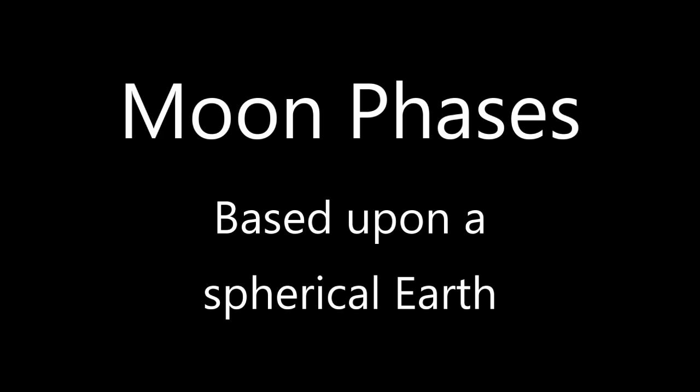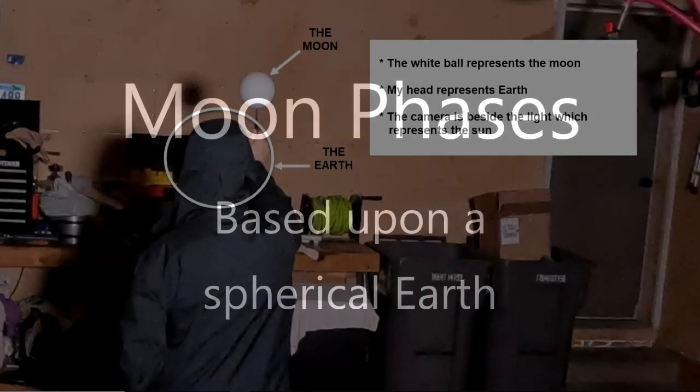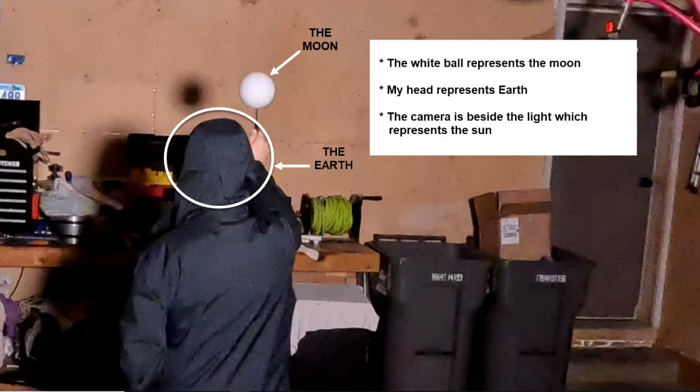This is a demonstration of the phases of the moon based upon a spherical Earth. To set this up, that's me in my garage in my winter coat because this was in the middle of winter. My head there in the circle represents the Earth. There's a light behind me, which represents the sun, and then there's a styrofoam ball, which represents the moon.